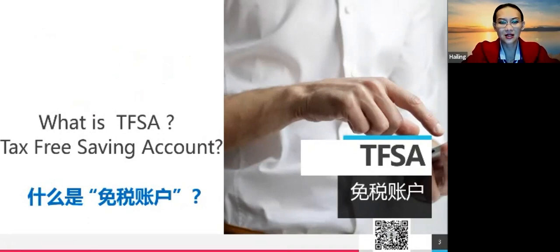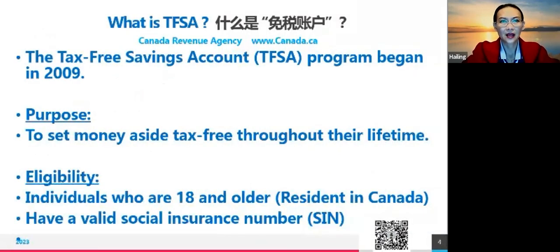We heard so much from the news, right? So from the Canada Revenue Agency website, www.canada.ca, here's the summary of how the government designed this tax-free savings account. This program started in the year 2009. The purpose is to help Canadian families to set money aside tax-free throughout their lifetime.